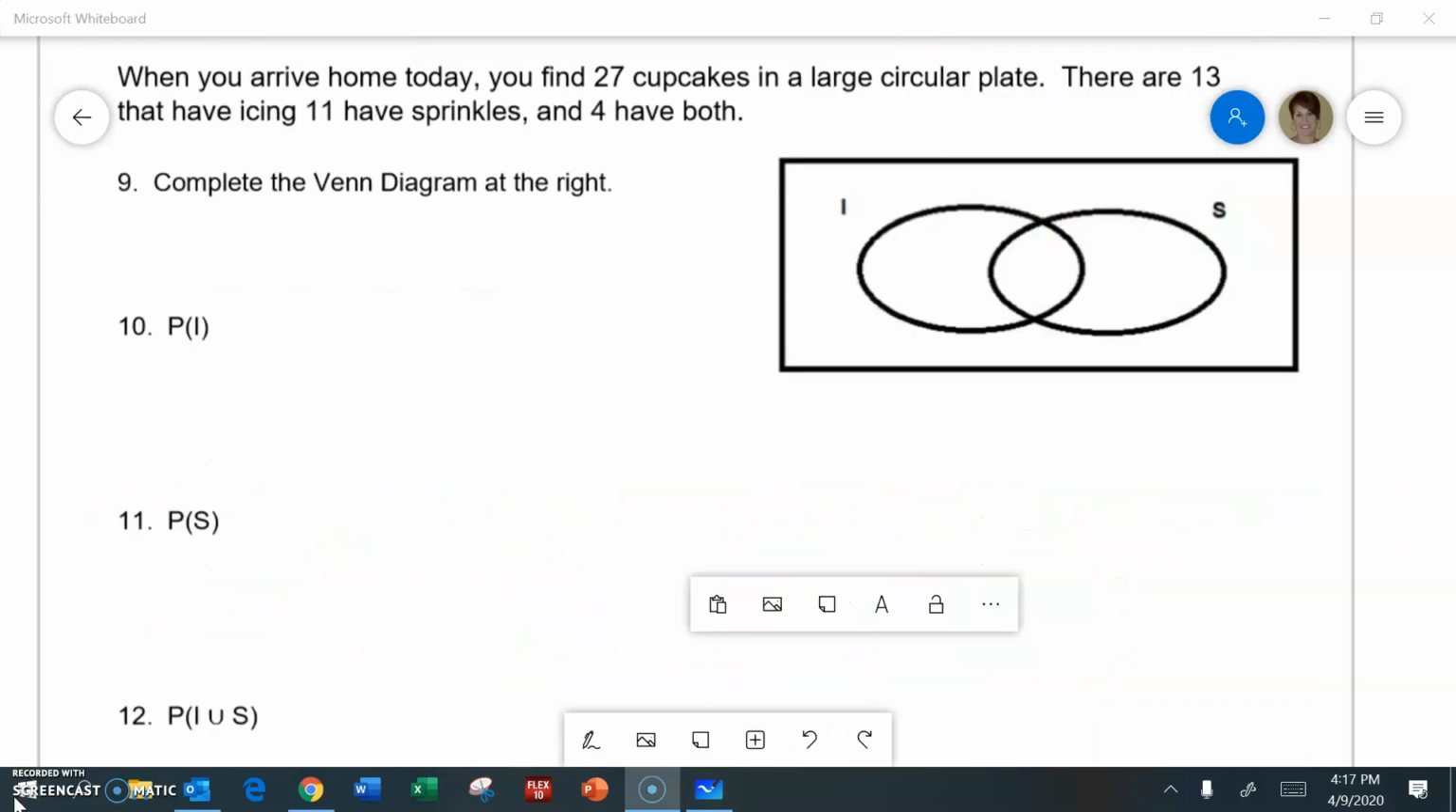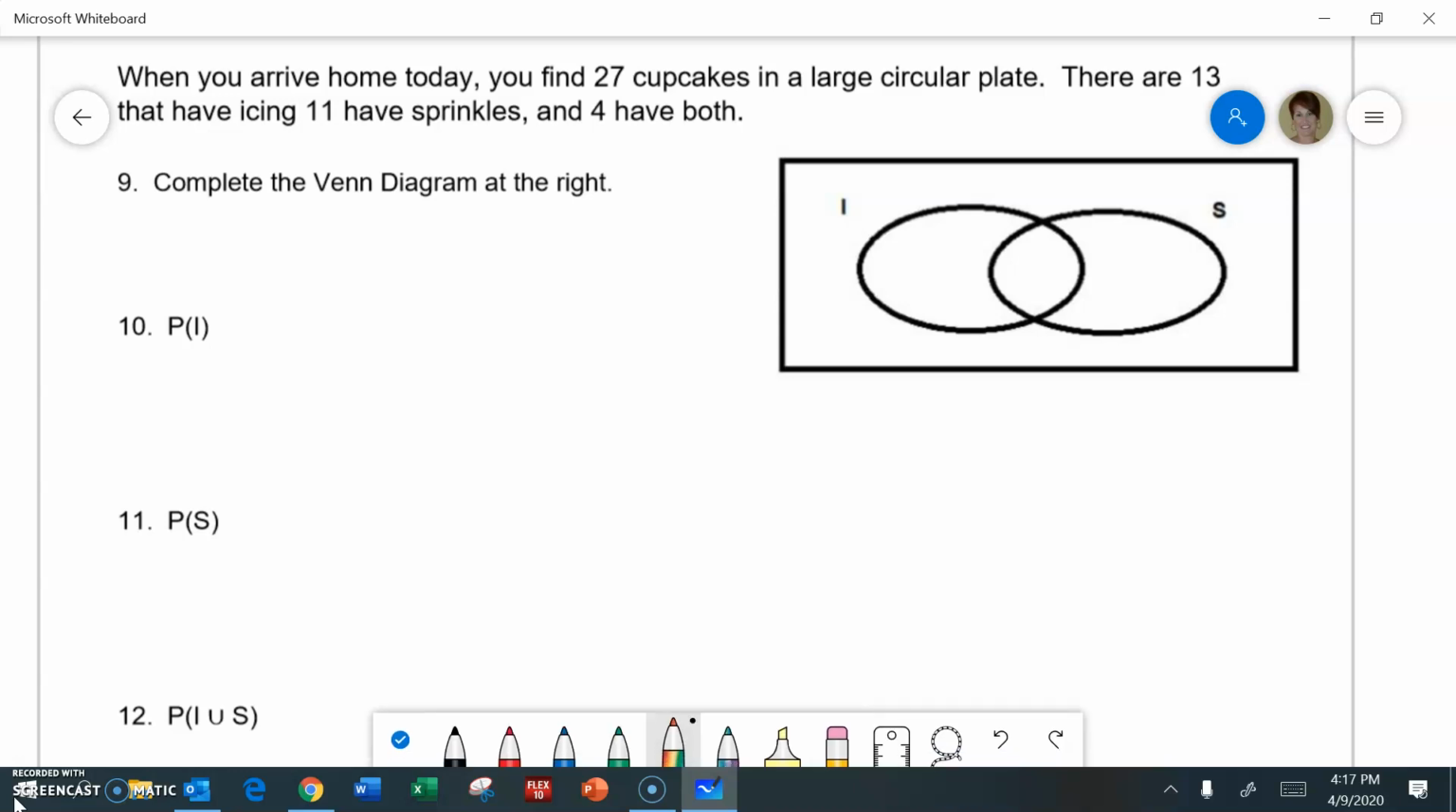All right, the back side of your warm-up, just a couple more questions. And I put this on there because I think some of you are still struggling with the Venn diagrams, so I just want to make sure maybe me kind of voicing over this warm-up will help. So for the first one, we are asked to complete the Venn diagram, and this is about cupcakes. So there are 27 cupcakes total, and there are 13 that have icing, 11 have sprinkles, and 4 have both. So I think it's kind of nice to go ahead and put the 4 in our overlap.